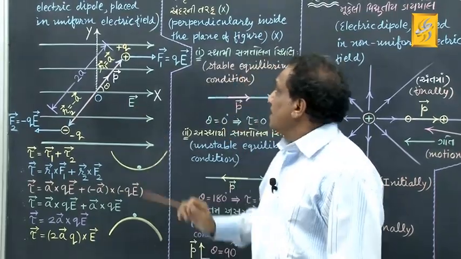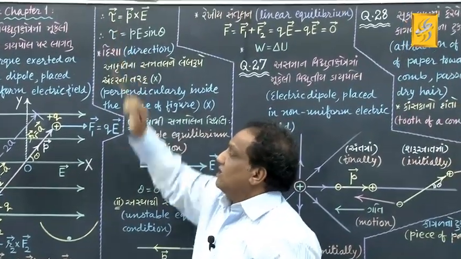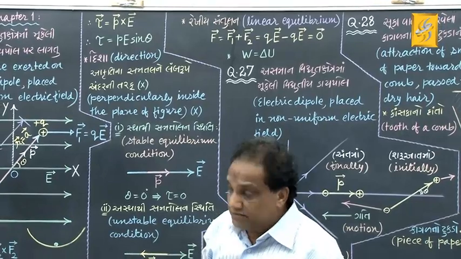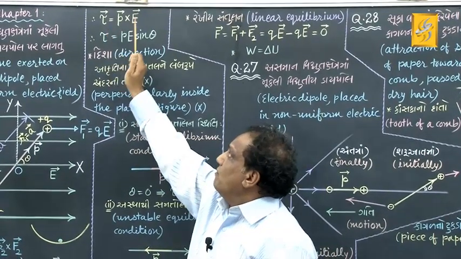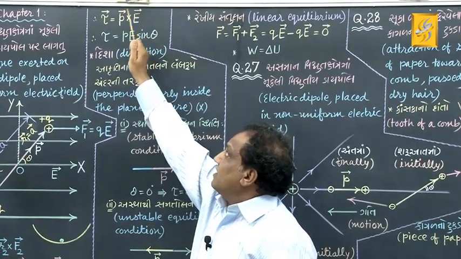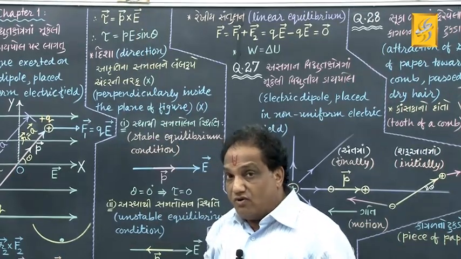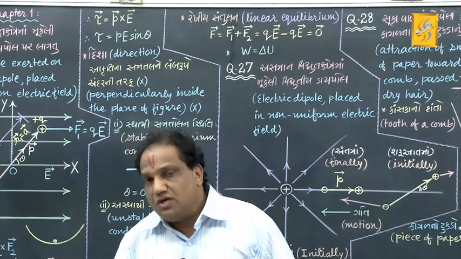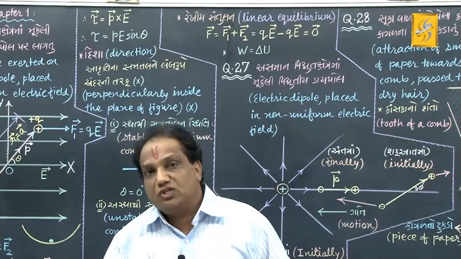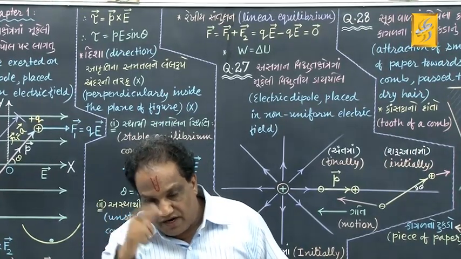Okay, fine. Now let us find out the direction of vector tau. How would you find the direction? The direction of vector tau means the direction of vector p cross vector E, correct? And how would you find the direction of any vector product? Using the law of the right-handed screw. I am showing you how to find it.